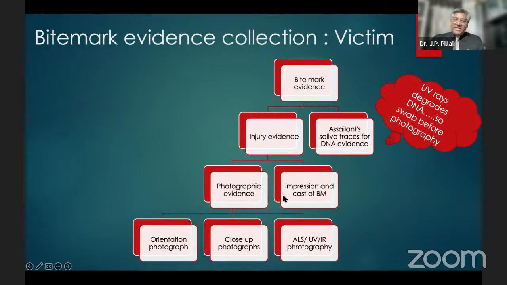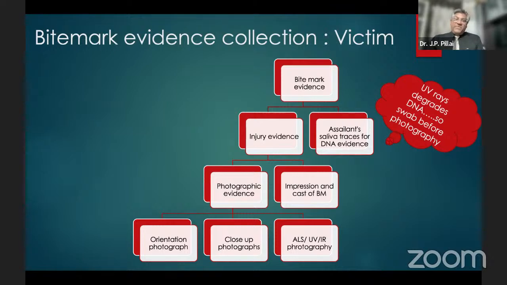In the photographic evidence also, I'll be discussing later, there are various types of protocols to be followed in taking the photographic evidence. Then impression and also preparation of the cast, because that will be a permanent record of that particular injury. On a live human person, the injury will be healing, so the evidence will slowly lose its evidentiary role. So making an impression and preparing a cast of the bite mark will always be useful, so that at a later stage also it can be considered.